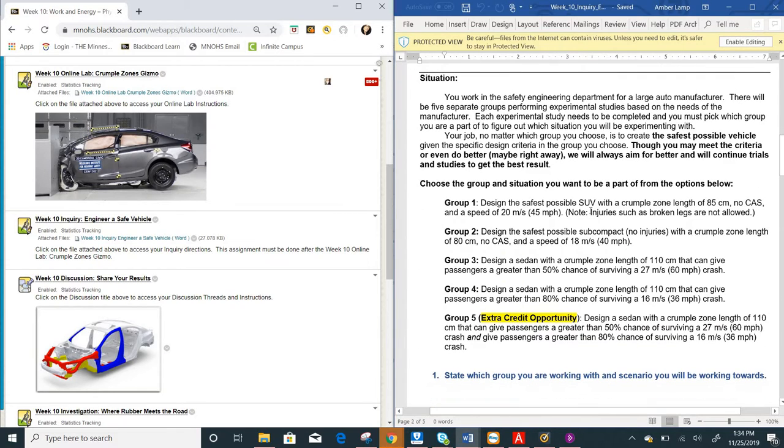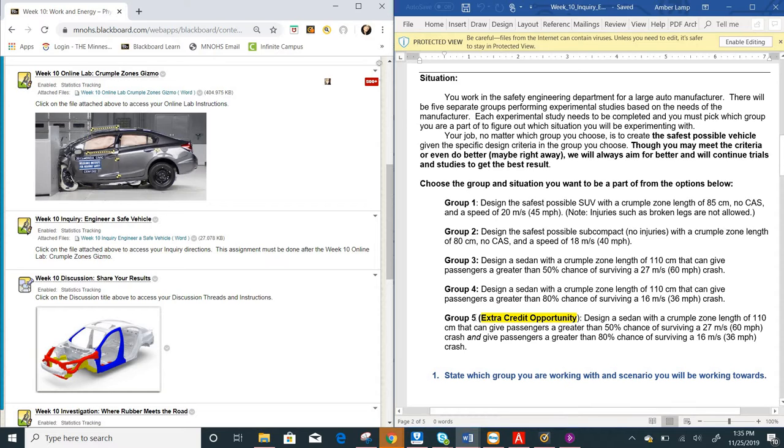So you need to make sure when you start this assignment that you read the situation carefully, and then you choose one of the 5 groups that are listed, and that's going to give you the scenario that you're going to work towards. You don't have to do all 5, you just pick the one that is interesting you the most.